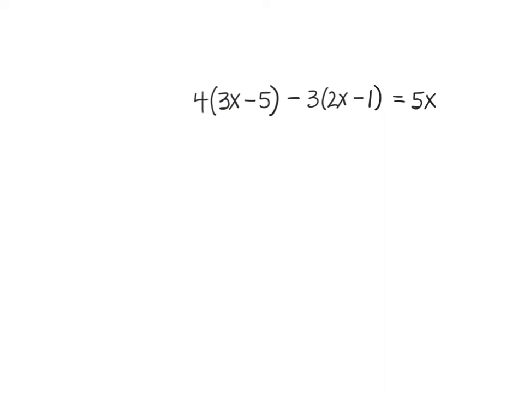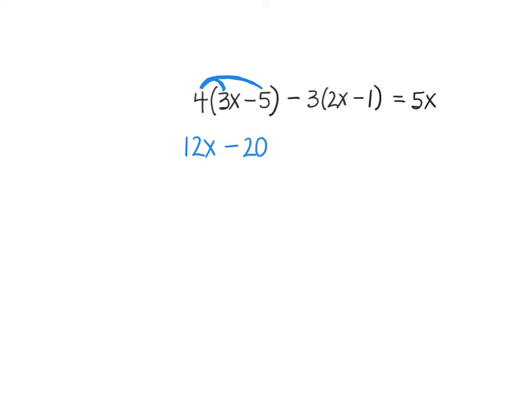So here's an example. You can see I've got two sets of brackets in it. We're going to apply the distributive property. We're actually going to have to do it twice in this question. The first time will occur here, where I'm going to have to multiply this 4 into that set of brackets. So as you know, 4 times 3x is going to give you 12x. And then you're going to do 4 times the negative 5, which is going to give you negative 20.